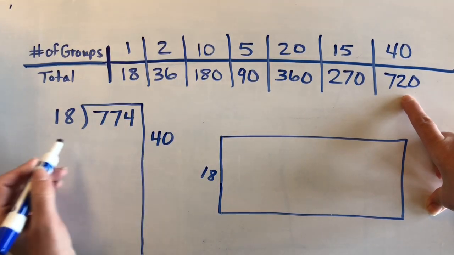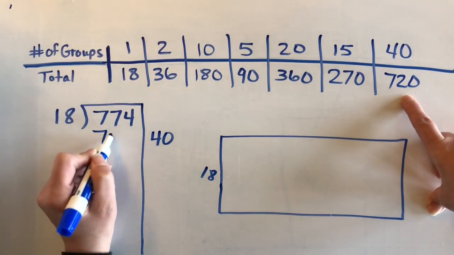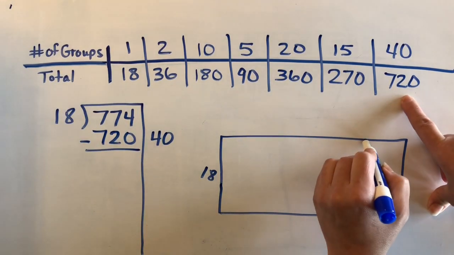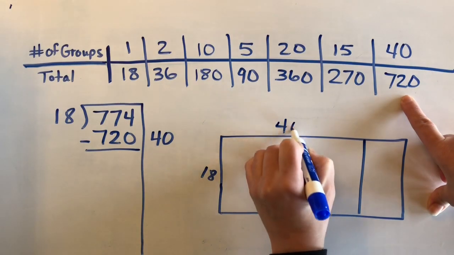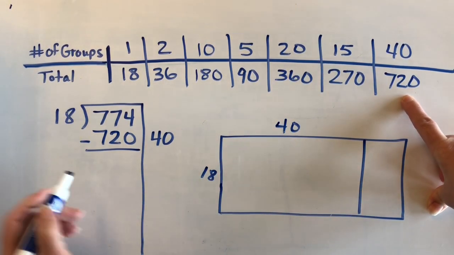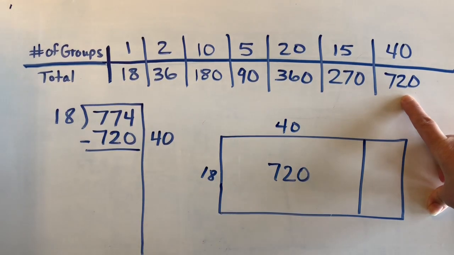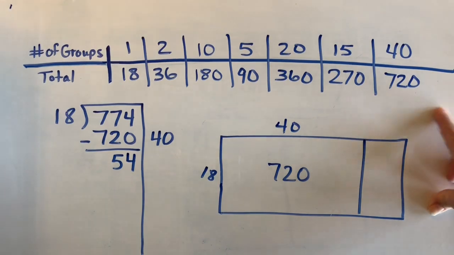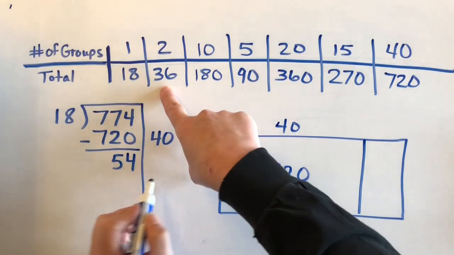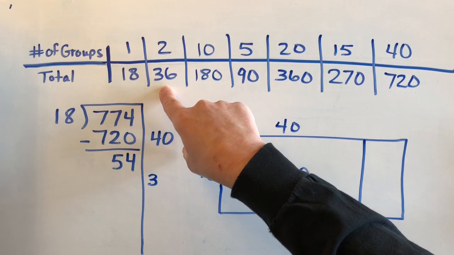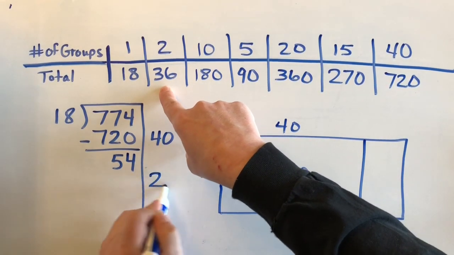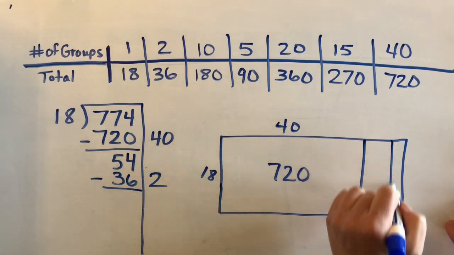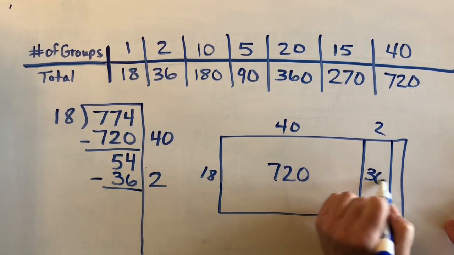And 40 groups of 18 equals 720, so that is actually a really big chunk of that 700. So if I were to go like this and make this into 40, this would be a 40 by 18, and that equals 720 pieces of the 774. And then I subtract, I get 54 left. So then if I go here, oops, not 3, I need 2 groups, which would equal 36. So I have 2 more groups, which would equal 36.